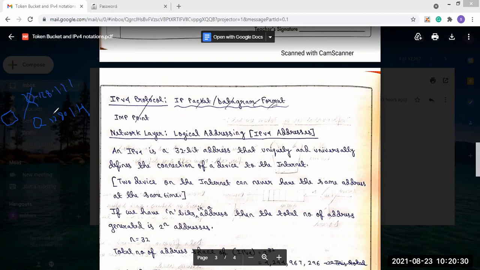If a system has the same IP address and it is stopped or turned off, then it is possible, because the packet will be transmitted to the other system. But at the same time, it is not possible that both systems have the same IP address, because it will create ambiguity and confusion. So it is very important that two devices on the internet can never have the same address at the same time.